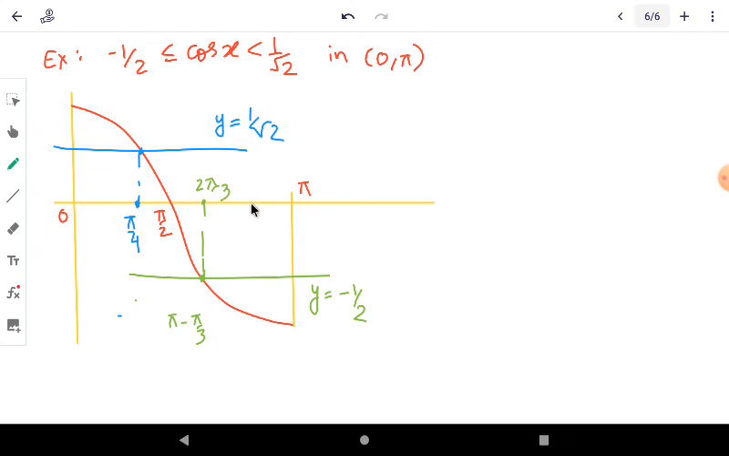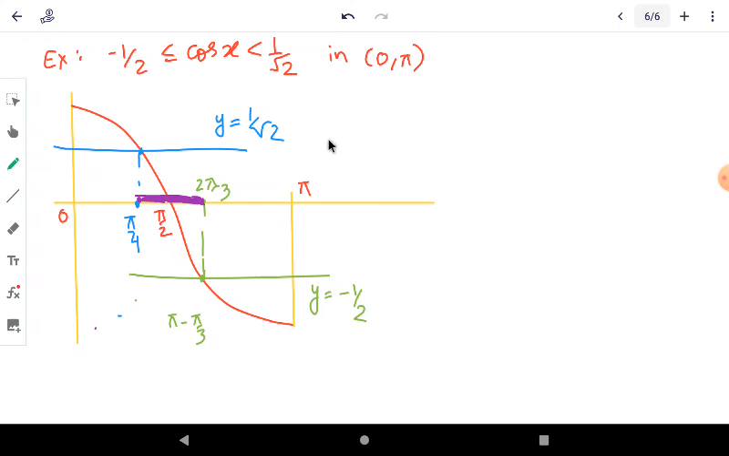Now what I said is that the graph of cos x is sandwiched between minus half and 1 by root 2. This scenario is like this. This is the line 1 by root 2. This is the line minus 1 by 2. And this is the graph which is sandwiched between these two parallel lines. So from pi by 4 to 2 pi by 3, guys, this is the range of x in which the graph of cos x is sandwiched between these two lines.